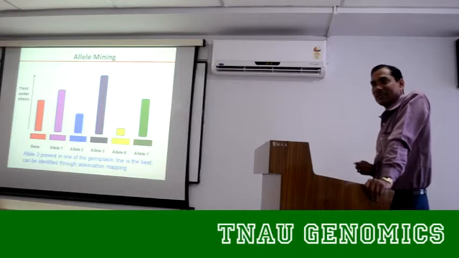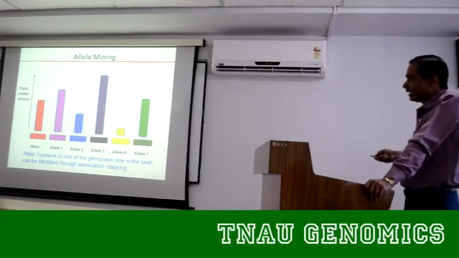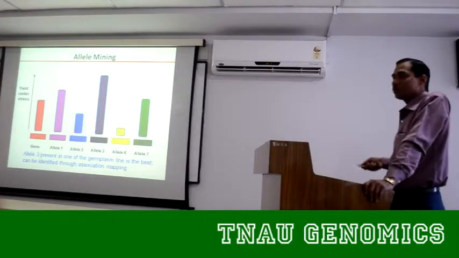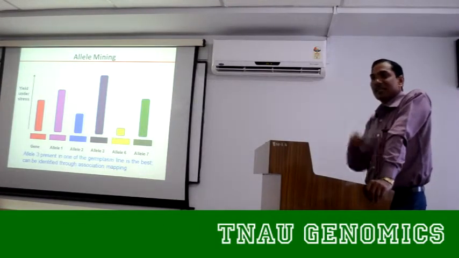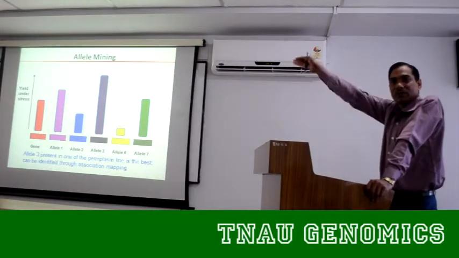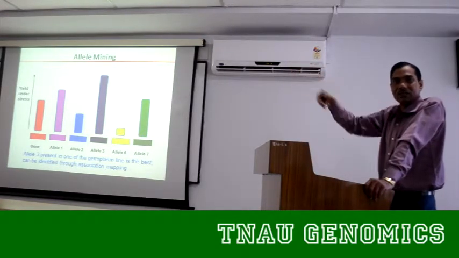You can have a significance test done, and then say that this is the haplotype that gives you maximum yield under drought stress. In the process, you have a functional allele identified for this particular gene, which gives you a particular phenotype, that is higher yield under drought stress.